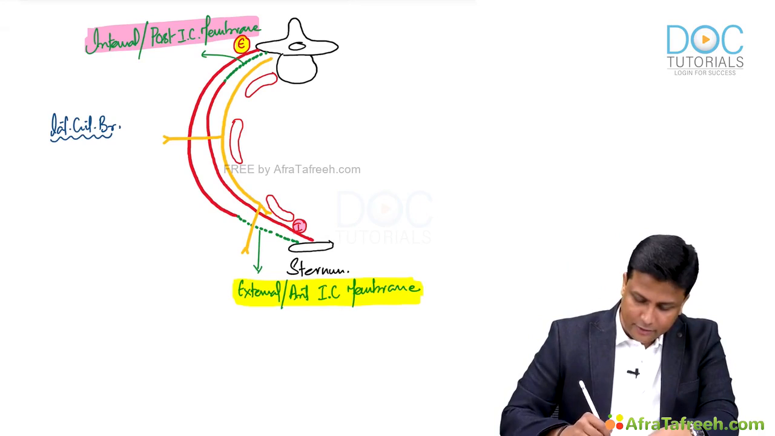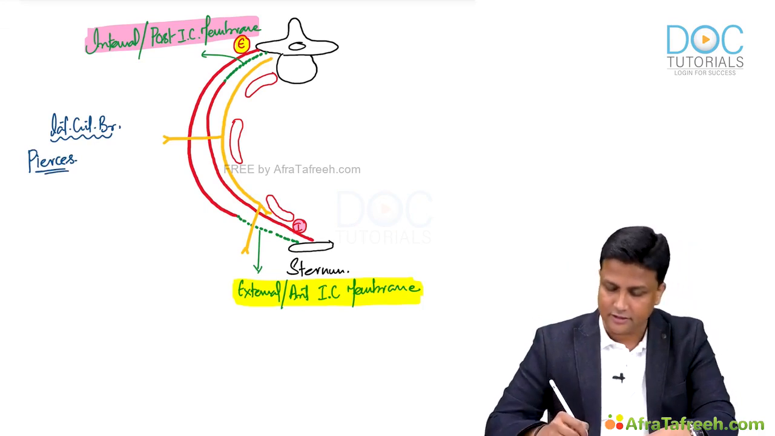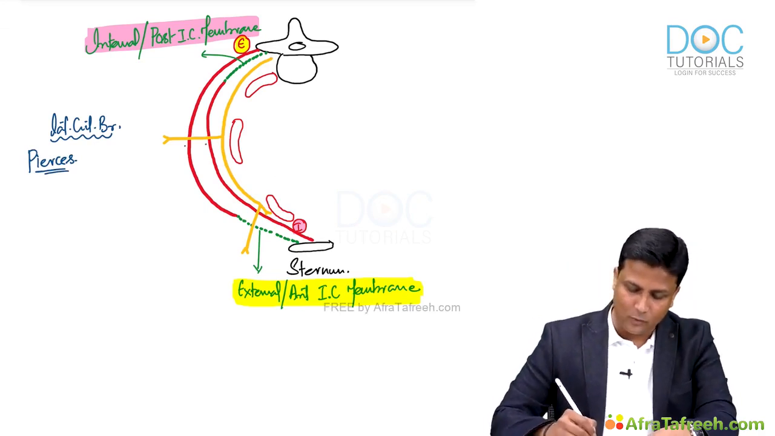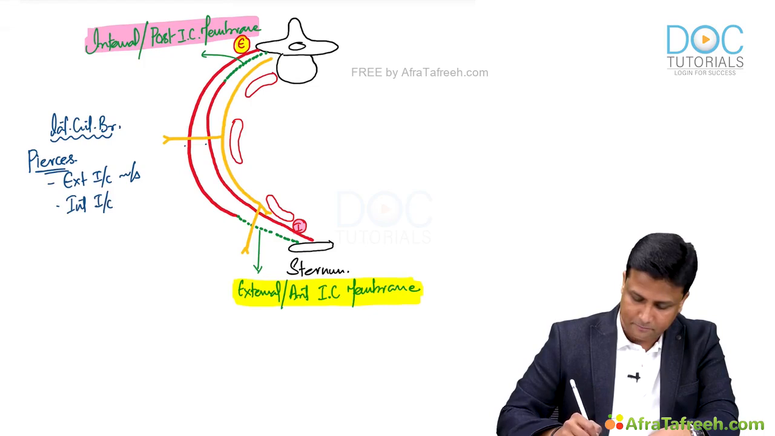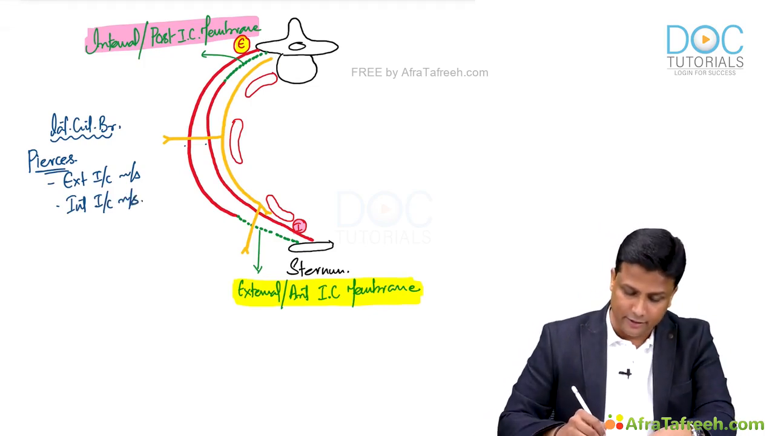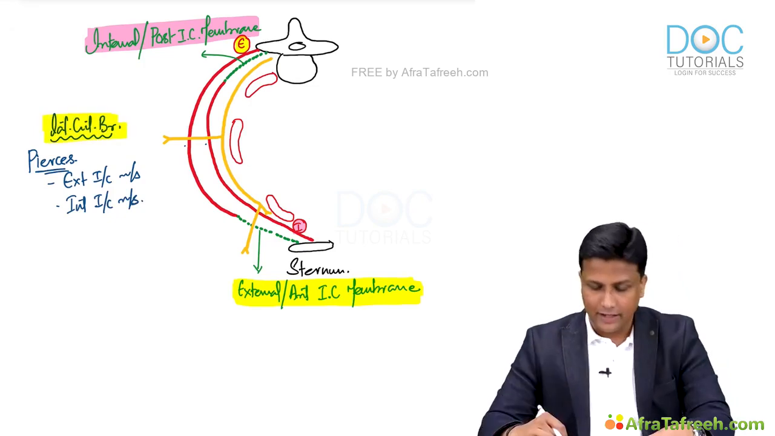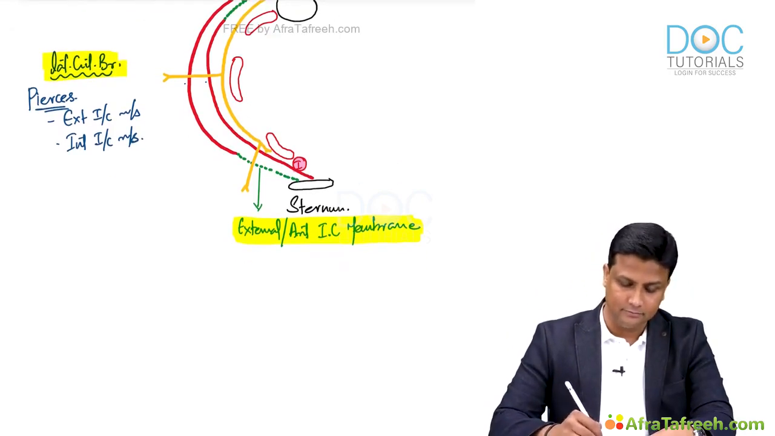The lateral cutaneous branch is piercing through what, sir? It pierces, yes, the two muscles over there, and one will be the external intercostal muscle and another one will be the internal intercostal muscle. Perfect, no confusion about that. Lateral cutaneous branch. And now welcome to the last and final thing here guys, the anterior cutaneous branch.